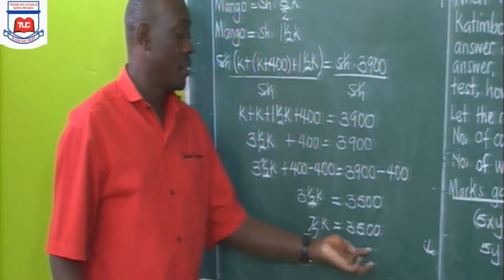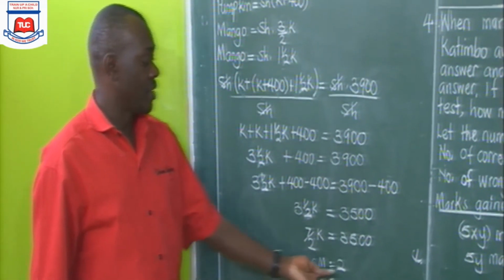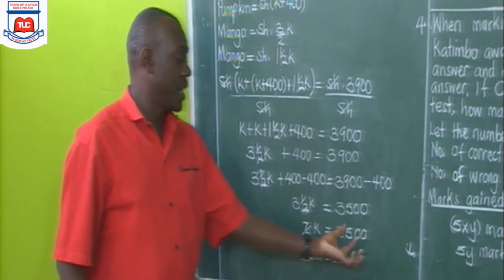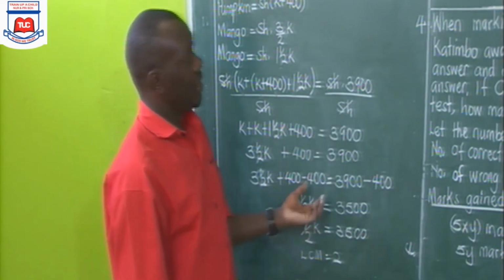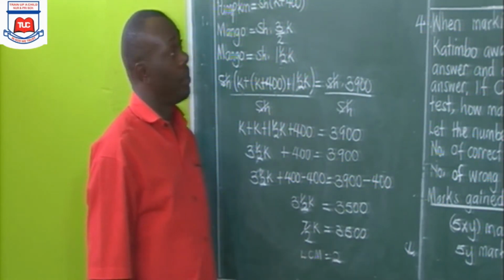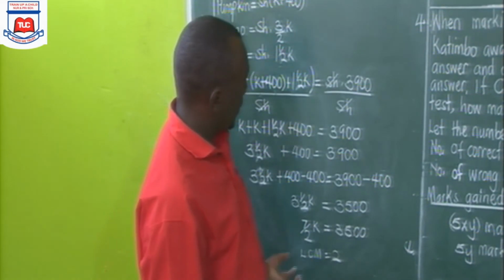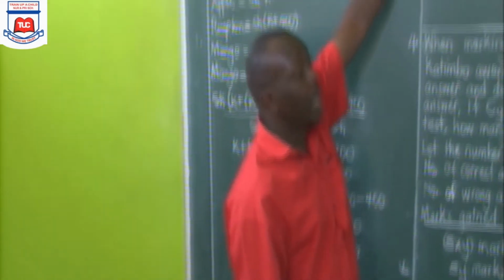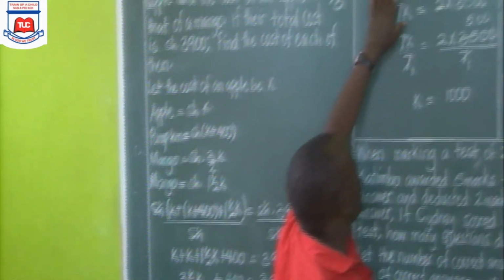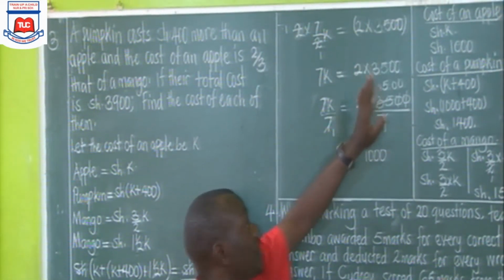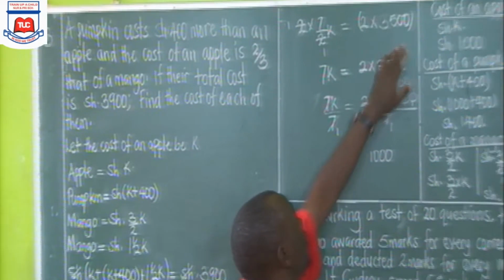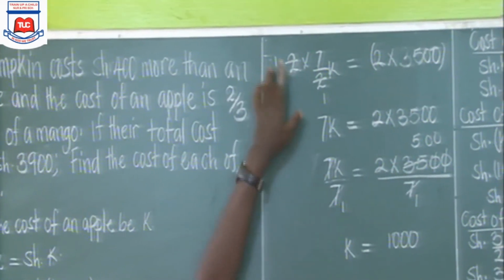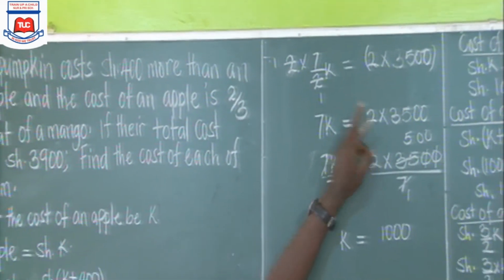LCM of 2 and 1, remember this out of 1 is actually 2. We say party sign party, there are 2 parties. So we distribute this 2 between the 2 parties of 7 out of 2k and 3,500. So multiply: 2 times 7 out of 2k equals 2 times 3,500. So cancel by 2 once, by 2 once, to get 7k equals twice 3,500.